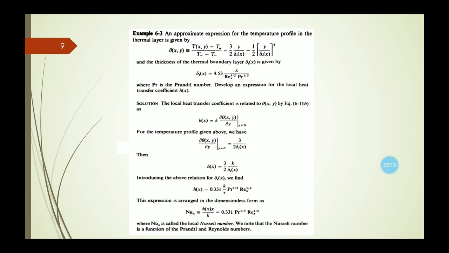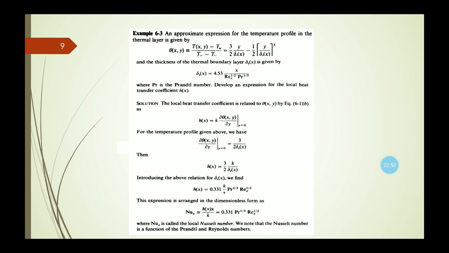So the theory part has been discussed just now. The local heat transfer coefficient formula is actually hx equals k times del theta by del y at y equals 0. Now for the temperature profile given above, if we do this differentiation, we get del theta by del y at y equals 0 equal to 3 by 2 delta Tx, where delta Tx is the thermal boundary layer thickness. If we put this value in the equation of the local heat transfer coefficient, we get the formula as 3k by 2 delta Tx.